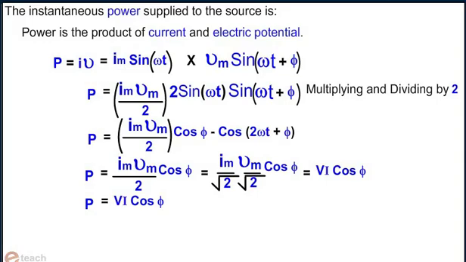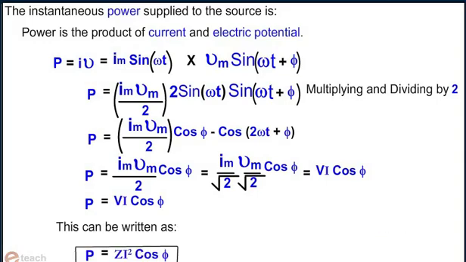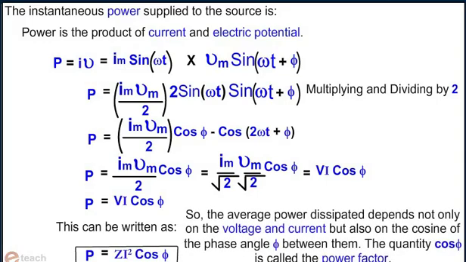Now again, this can be written as I square Z into cos phi. So, the average power dissipated depends not only on the voltage and current but also on the cosine of the phase angle phi between them. The quantity cos phi is called the power factor.